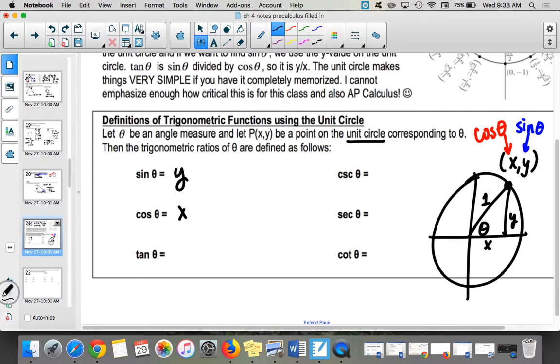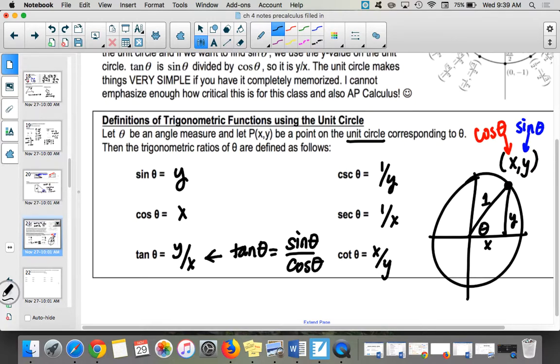Tangent ends up being opposite over adjacent. It's the y over x. In other words, tangent is the same as sine divided by cosine. Right? It's the y value divided by the x value. Cosecant is the reciprocal of sine, so it's 1 over y. Secant is 1 over x, and cotangent is x over y. So cotangent, if I was writing it with cosines and sines, is cosine over sine.